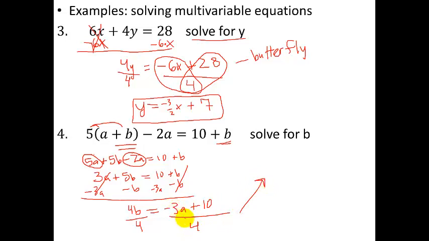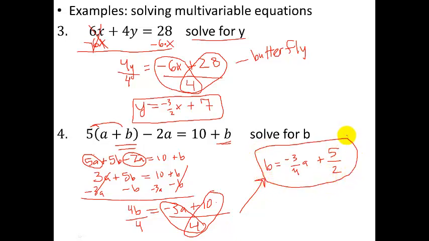Okay, 3 doesn't divide by 4 evenly, but 10 does divide by 4, or reduces. So I'll separate this apart, again, doing this technique I call the butterfly. So my final answer is b equals negative 3/4 a plus 10 reduces with 4. 10 divided by 4 is 5/2. And you wouldn't want to write 2.5 because if you write a fraction here, you also want to write a fraction here.